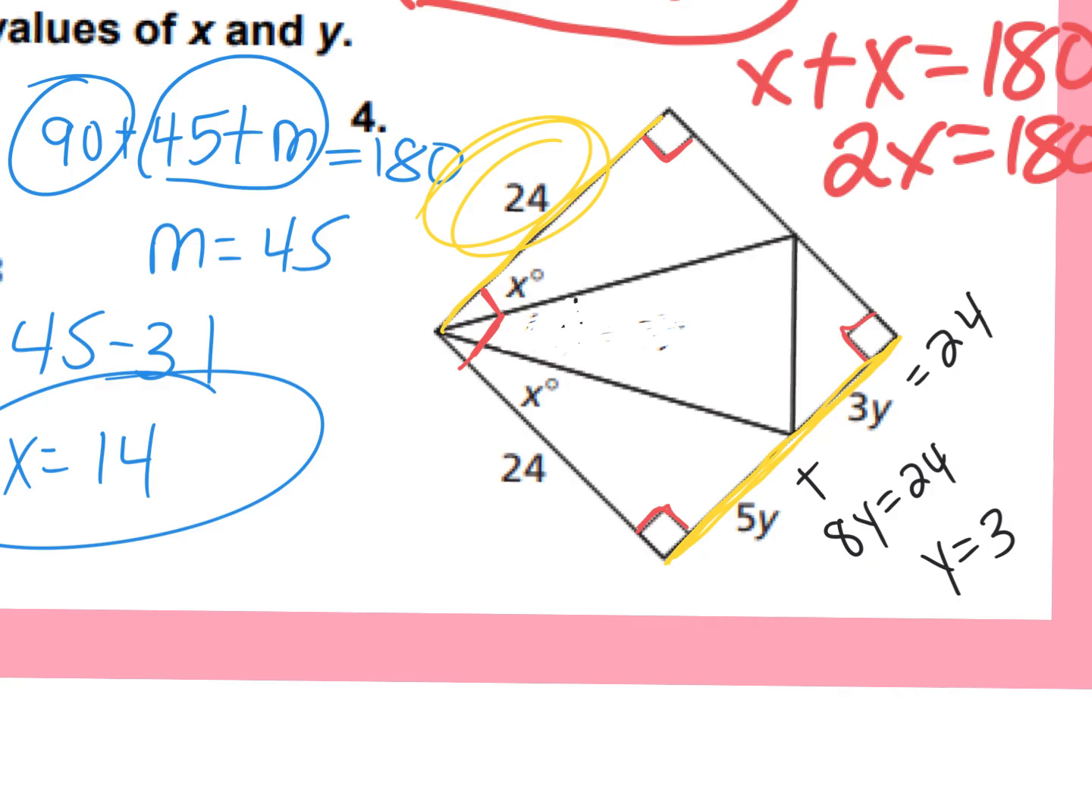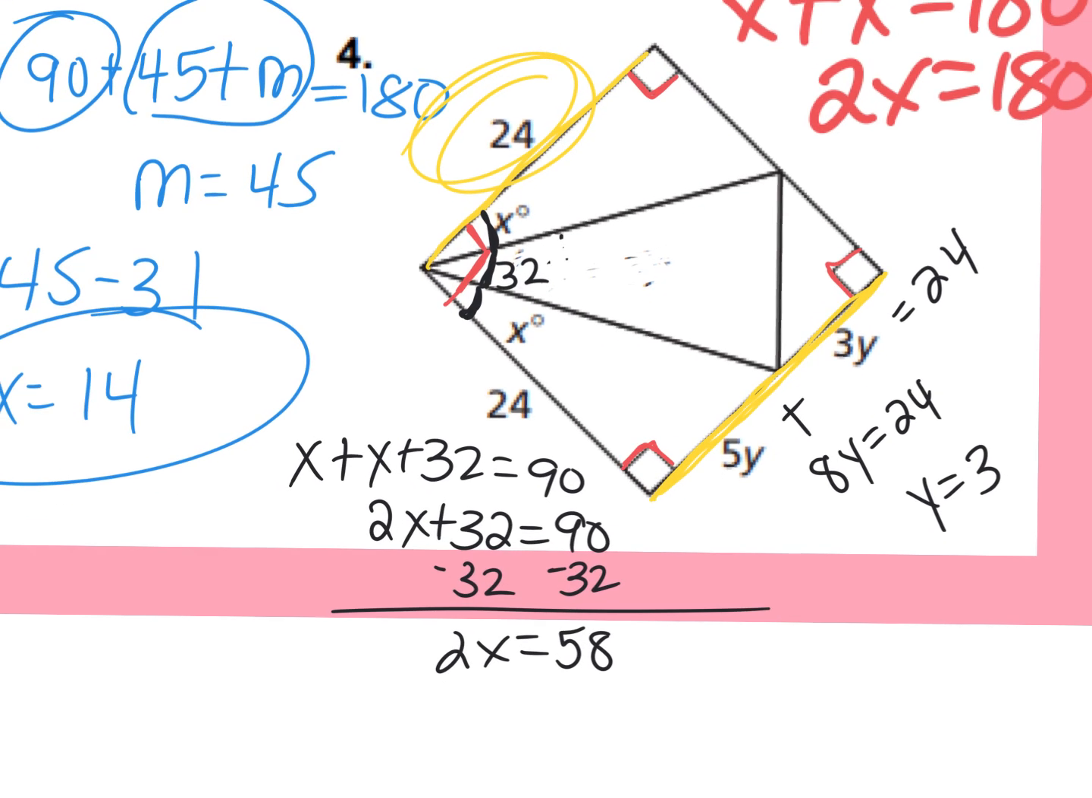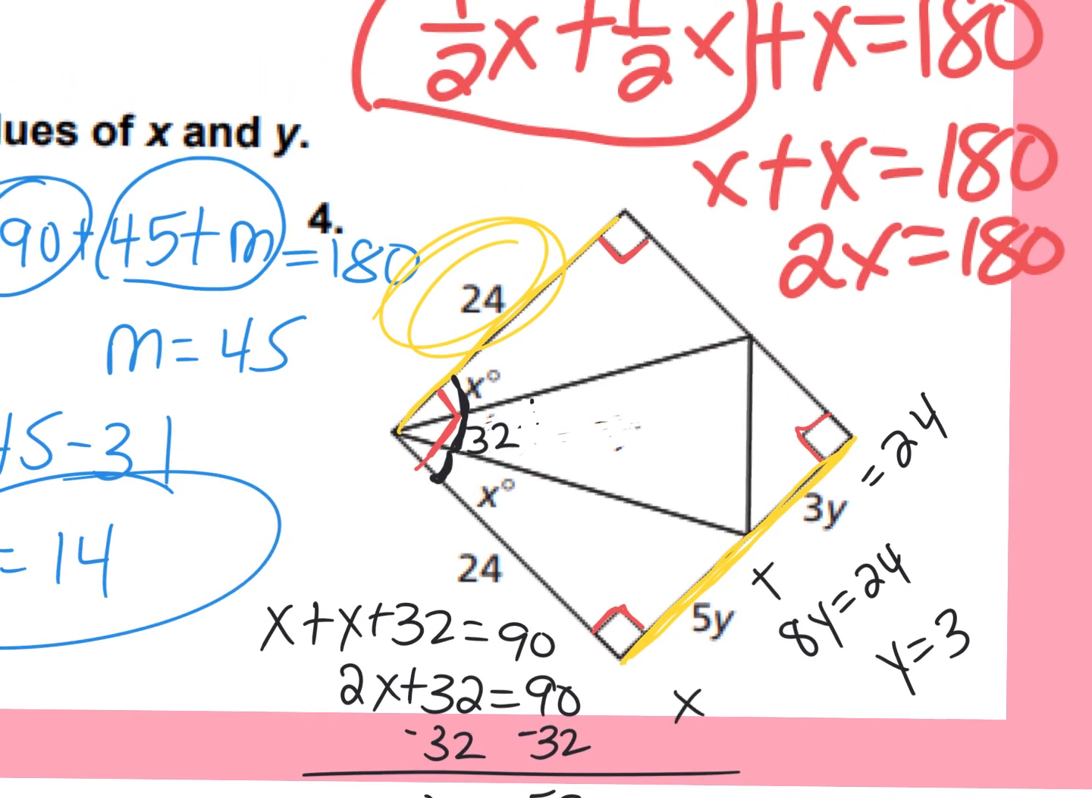All right. Now, if you look, this little sliver says it's x, this little sliver says it's x, and we know this sliver is 32, and don't we know the whole thing is 90? So we could say x plus 32 is equal to 90 and solve for x. Divide by 2 on both sides, and I get x equals 29, I want to say.